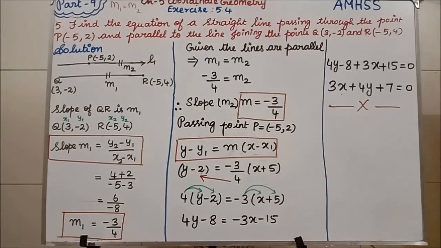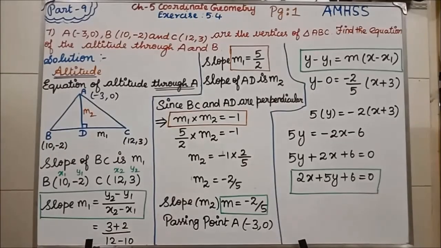Next we will see the 7th question. 6th question is your homework. Friends, in exercise 5.4, this is our 7th question. This is a very big question. So see, I have written page number 1. So why am I writing the page number? To write your classwork in the correct format. I am writing the page number.